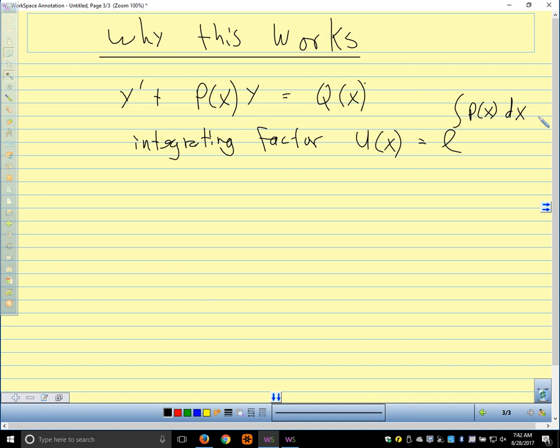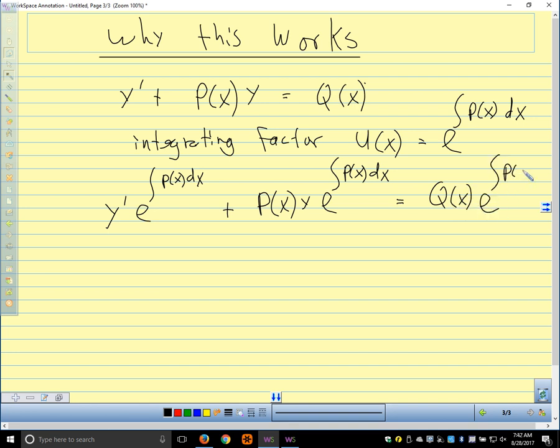That's why we call it the integrating factor. So I'm going to say y prime e to the integral of p of x dx plus p of x y e to the integral of p of x dx equals q of x times e to the integral of p of x dx.